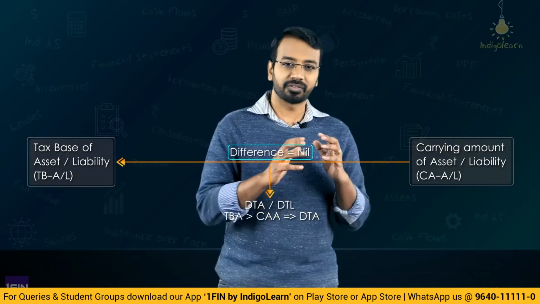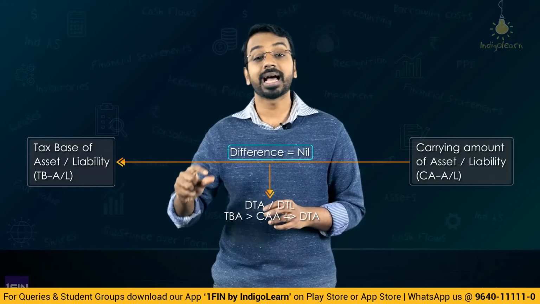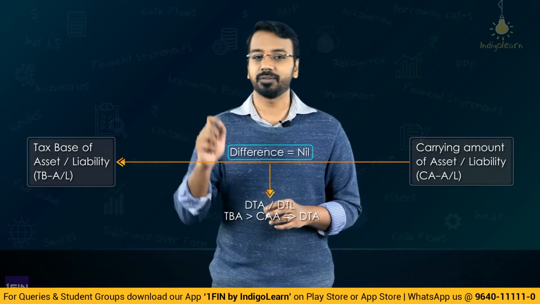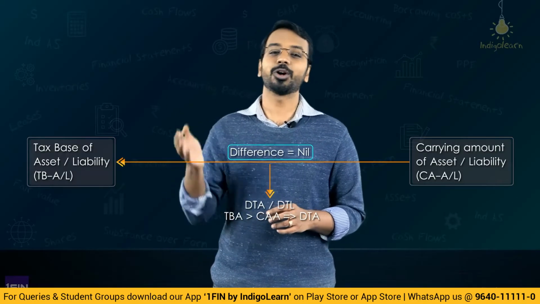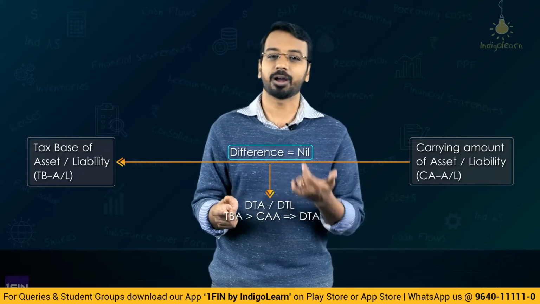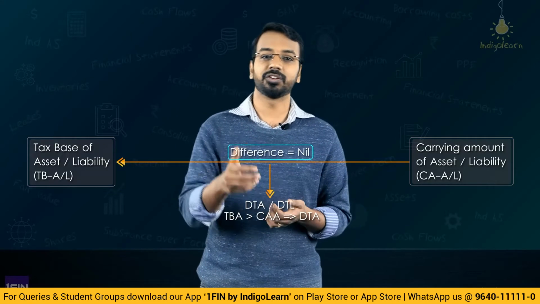Now, why does it result in deferred tax asset? Because you will get higher deduction in the tax in the future. Because you are getting higher deduction in the future, you will pay less tax then. And because you are paying less tax in the future, because of the differences between the tax base and the accounting base, you are generating a deferred tax asset.